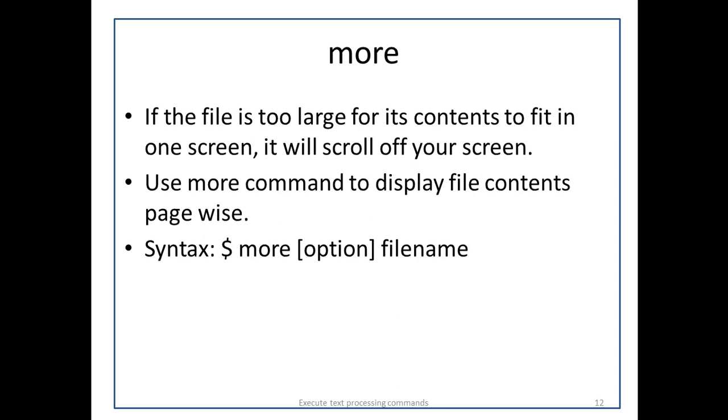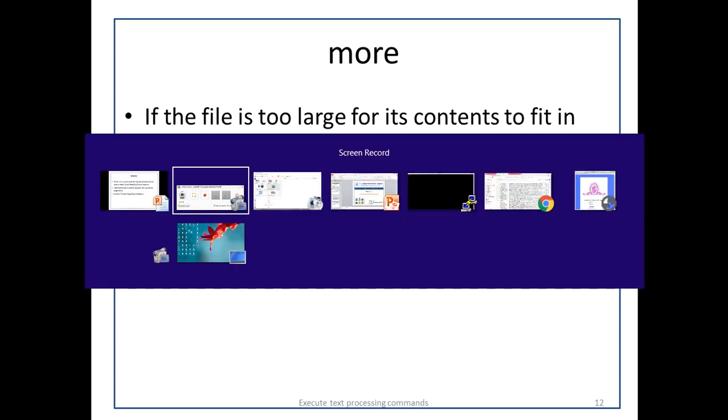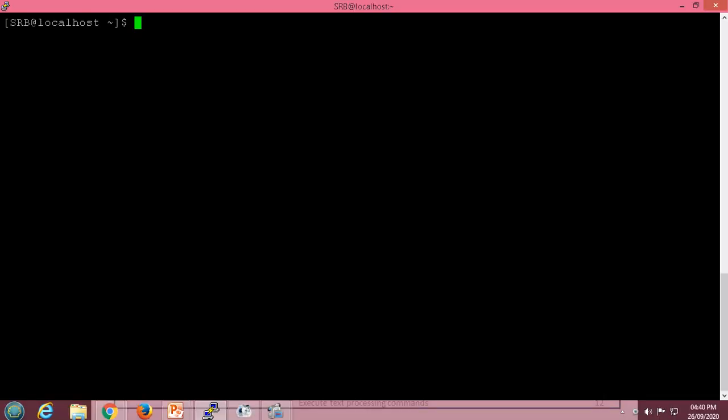more command. If the file is too large for its content to fit in one screen, it will scroll off your screen. Use the more command to display the file content page-wise. The syntax is more option and filename. Now we will execute all these commands with PuTTY. In that we are getting the prompt for the execution of these commands. So first we will use the tr command.